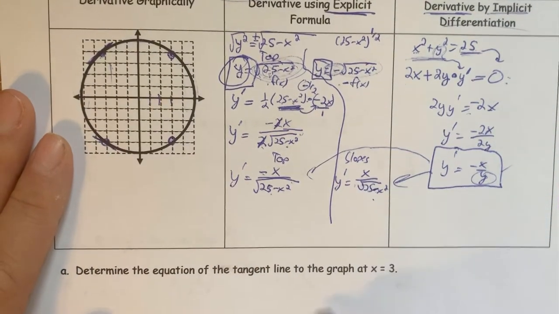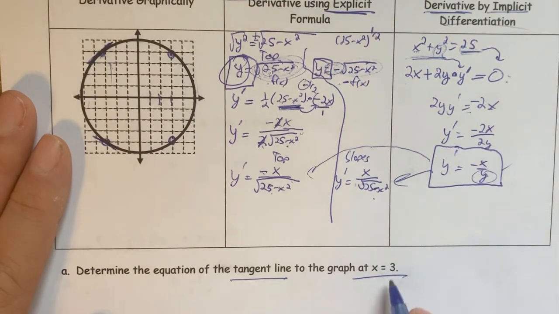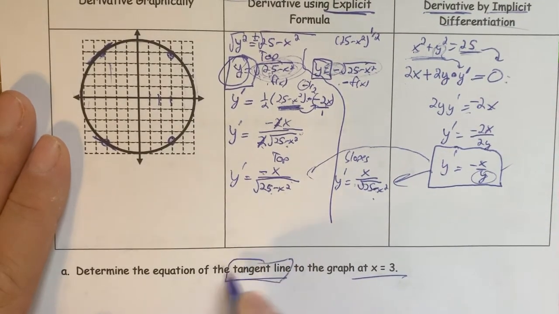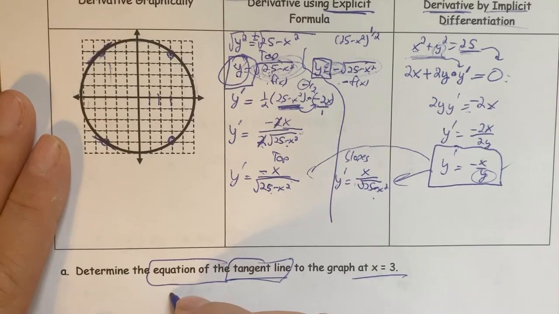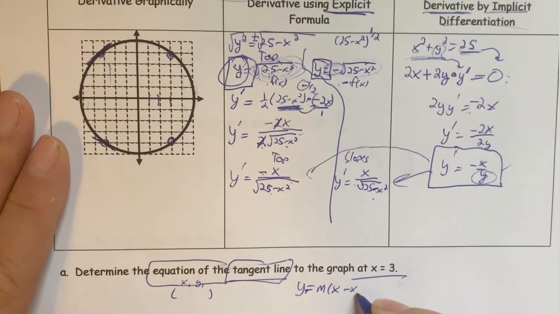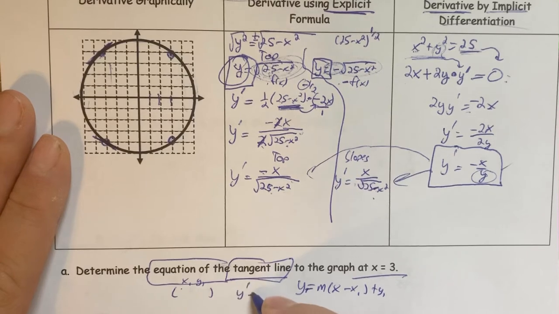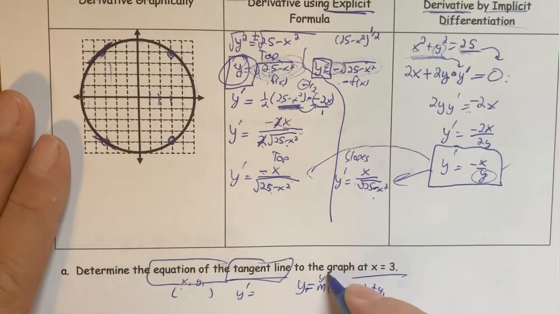determine the equation of the tangent line to the graph at x equals 3. Well, what are the things we need to be able to find the equation of a tangent line? We need a point, x1, y1, because we're going to do y equals m times x minus x1 plus y1. We need a point, and we need a slope. So the slope is y prime.